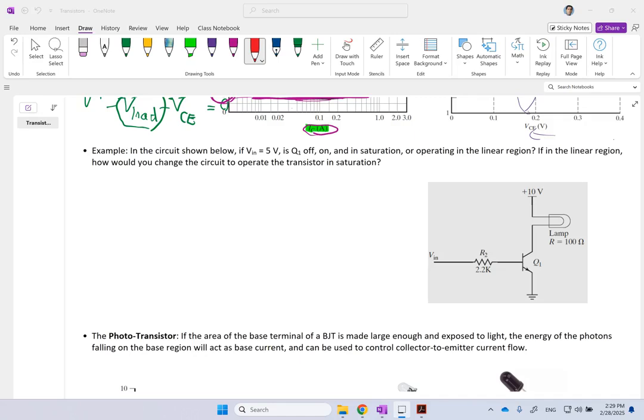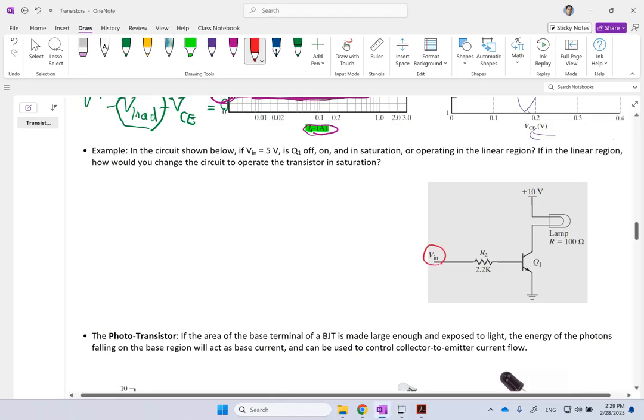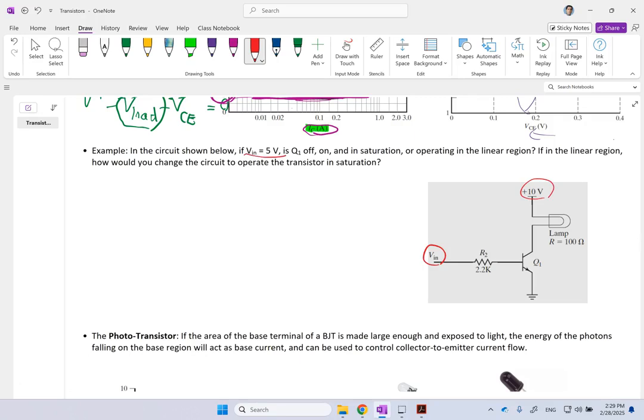So here we have an NPN transistor, we have a low side drive or low side load, and the Vin that we have is 5 volts. This V plus is 10 volts. We have a light that has 100 ohm resistance. We have a 2.2 K ohm resistor in the base path. The emitter is connected to the ground. We want to know, under this case, this transistor Q1, first of all, is that on or off? Second of all, does it work in the linear region for amplification, or does it work in the saturation region for switching? Okay?